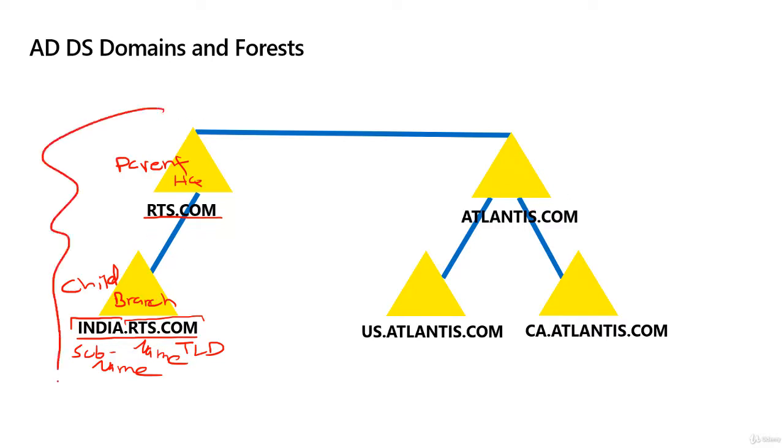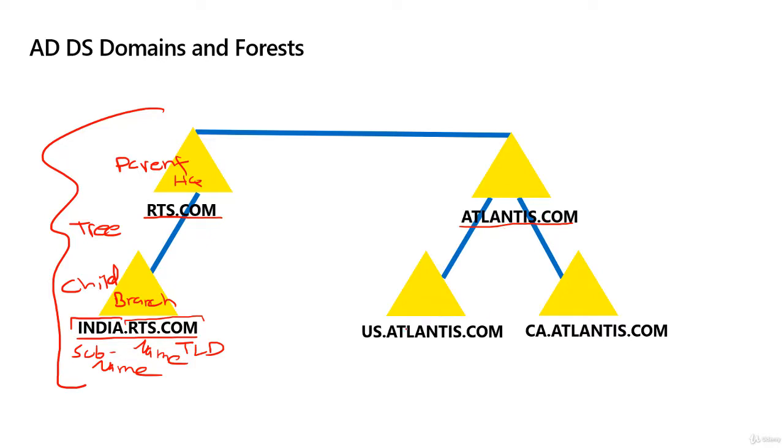This is actually called a tree. So I would call this the rts.com tree, is what we would actually call it. So within the forest, we have a tree. So this tree has two domains. Now on the other side, I have another domain, Atlantis.com. So we know the top level domain is com, Atlantis is the domain name.